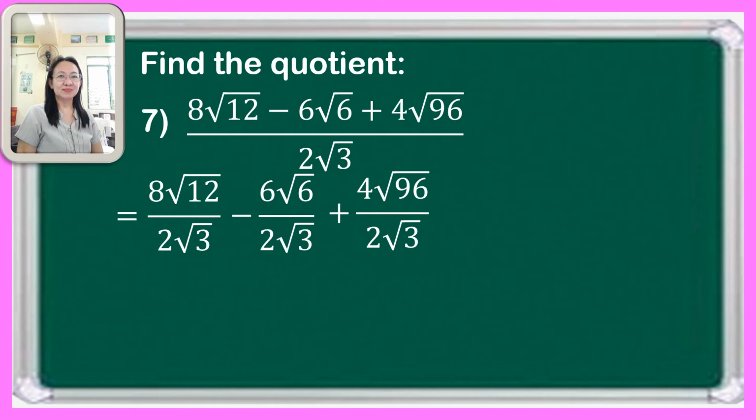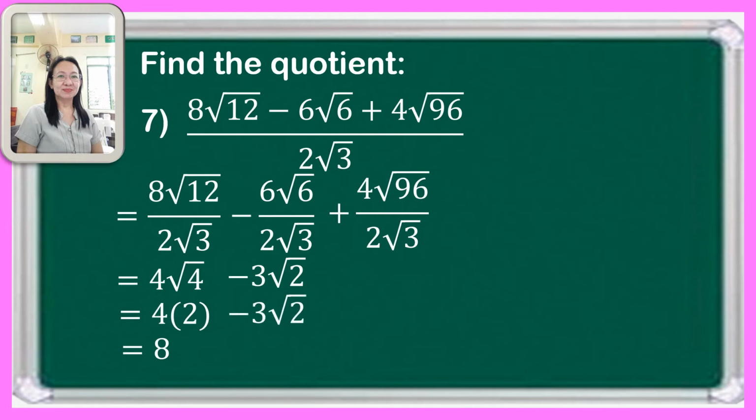Let us simplify the first term. 8 divided by 2 is 4, and the square root of 12 divided by the square root of 3 is the square root of 4, where the square root of 4 is equal to 2, and multiplying 4 and 2 will give us 8. Similar process in the second term. Negative 6 divided by 2 is negative 3, and the square root of 6 divided by the square root of 3 is the square root of 2. So we have negative 3 square root of 2. And let us copy this to align with the first term.